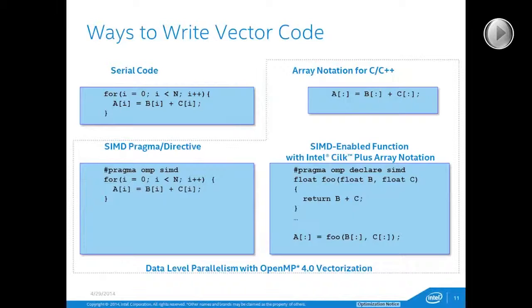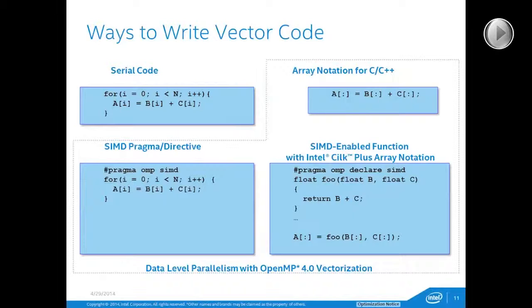Another way is to use array notation. Now, I know this talk is about OpenMP 4.0, but I do want to mention array notation because it can be used orthogonally. It can be used in a complementary fashion with some of the features of OpenMP 4.0. That's an Intel Cilk Plus feature. We talked about it two weeks ago, and notice that there is no loop. The parallelism is built into the syntax.